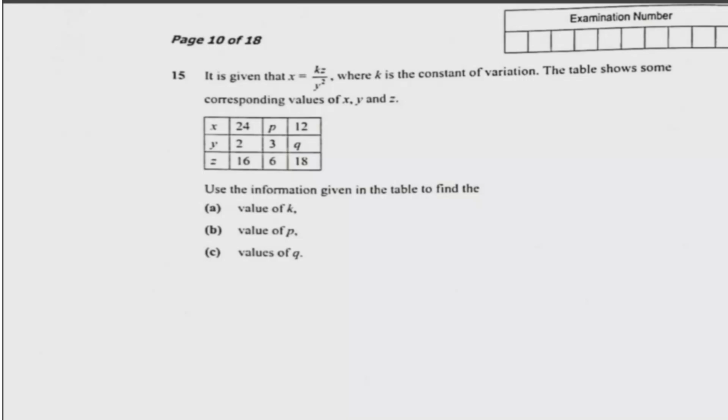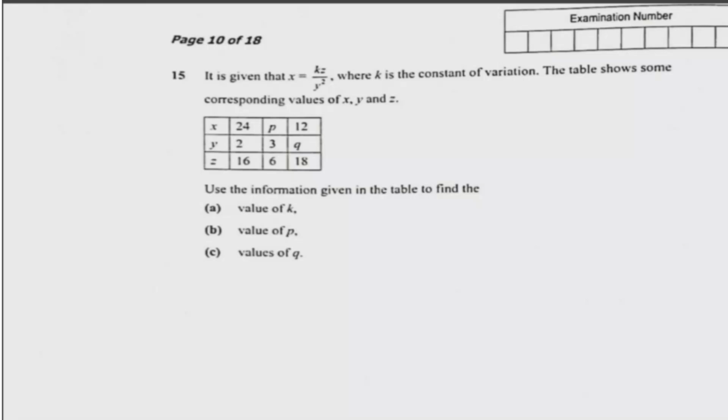We come to question 15. Question 15 is as follows. It is given that x is equal to kz over y², where k is the constant of variation. The table shows some corresponding values of x, y, and z.